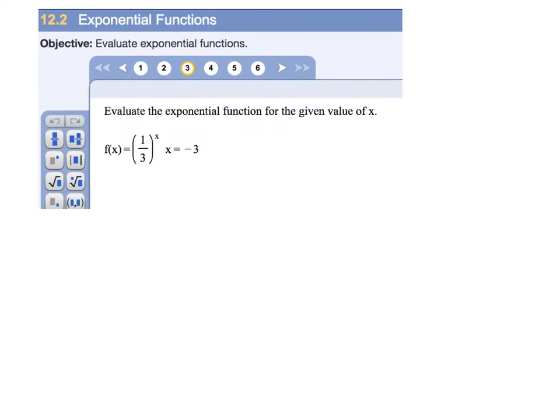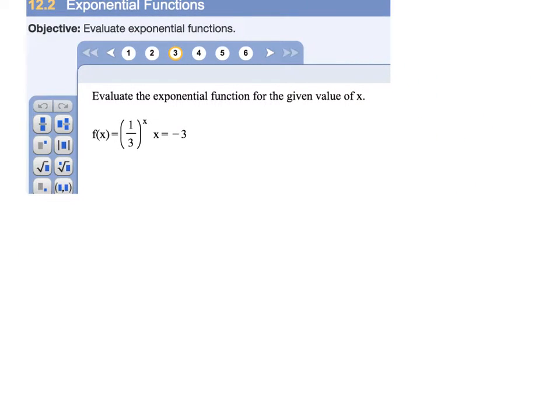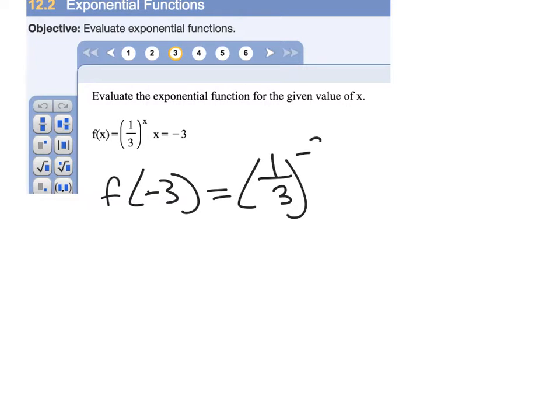So more of the same, only the equations are going to get a little bit more complicated. So when we have f of x is equal to 1/3 raised to the x power, and they want us to replace that x with a negative 3, that becomes 1/3 raised to the negative 3rd power.